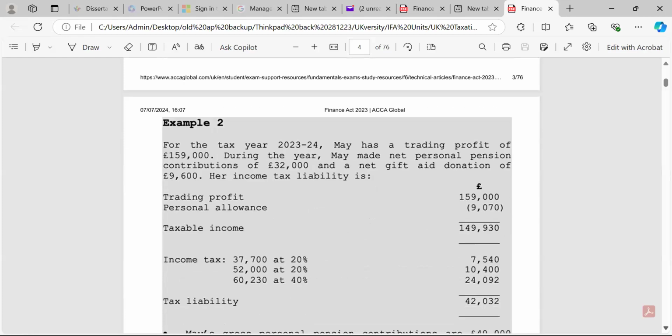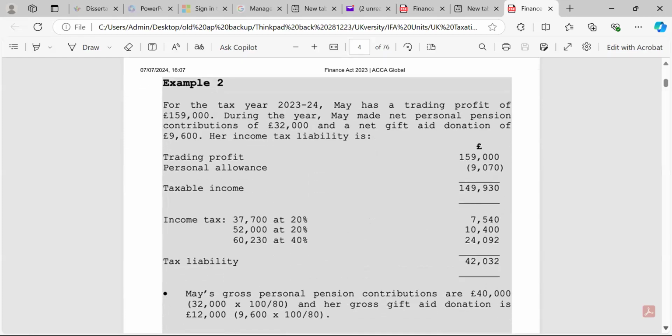So you will see for the tax year 2023, the trading profit is 159,000 during the year. The net pension contribution is 32,000, and the net gift aid donation is 69. Now we have to look at the 159,000 personal allowance, because if you're giving gift aid and all of this, we have to make adjustments. So we make the gross personal pension contribution 40,000: 32,000 times 100 divided by 80, and then the donation is 96.